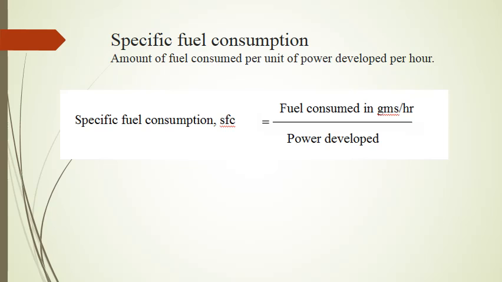Specific fuel consumption is defined as the amount of fuel consumed per unit of power developed per hour. It is a clear indication of the efficiency with which the engine develops power from the fuel. So specific fuel consumption is fuel consumed in grams per hour per unit power in kilowatt. Brake specific fuel consumption is determined on the basis of brake output of the engine, while indicated specific fuel consumption is determined on the basis of indicated output of the engine. This parameter is widely used to compare the performance of different engines.